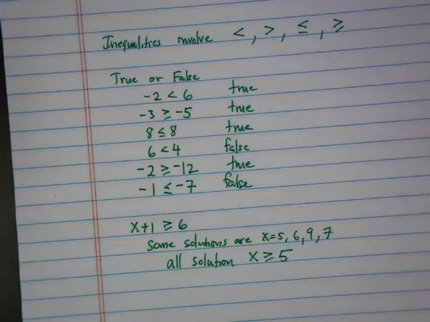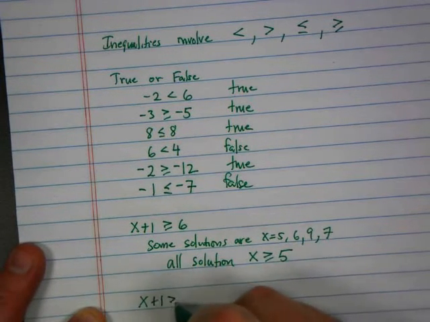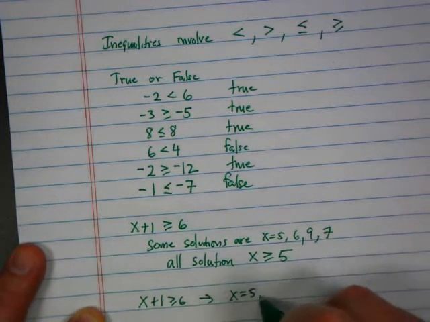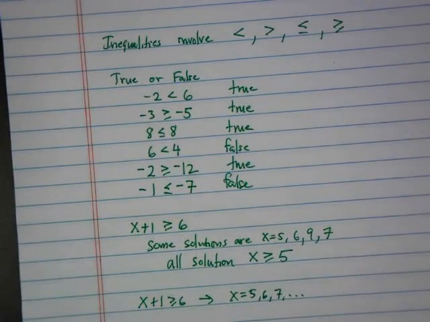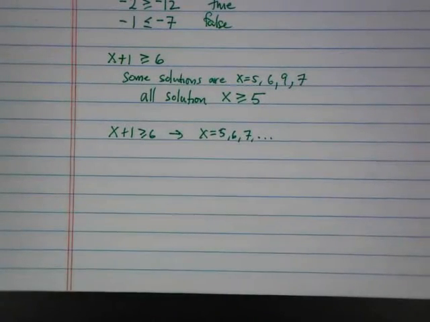Right. And what I want to warn you about, some people, if I give them x plus 1 greater than or equal to 6, they'll write x equals 5, 6, 7, and so on. And I'm going to mark that wrong. Why am I going to mark that wrong? Because it's not the answer. All those answers are correct. But you're thinking that they're all going to be added to that 1, right? It's going to be more than 6, though, right? But that's still not the right answer.